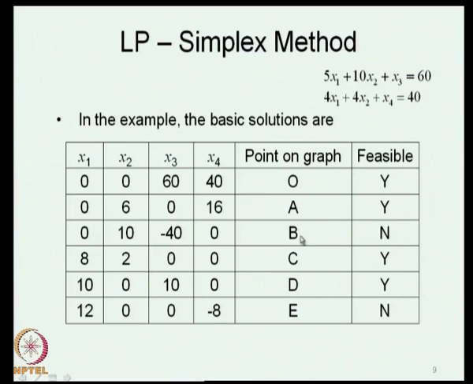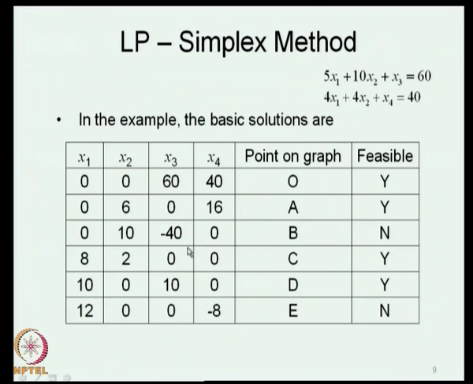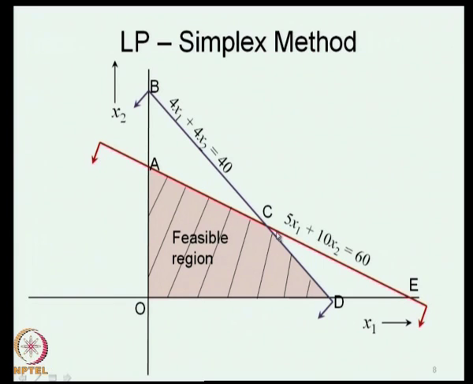So, the point B on the graph corresponds to x 1 equal to 0 and x 2 equal to 10, but it leads to a non-feasible solution because x 3 is negative, and also, as you can see here, the point B is beyond the feasible region. Like this, then we set x 3 equal to 0, x 4 equal to 0 and solve for x 1 and x 2, 8 and 2, you get point C here.